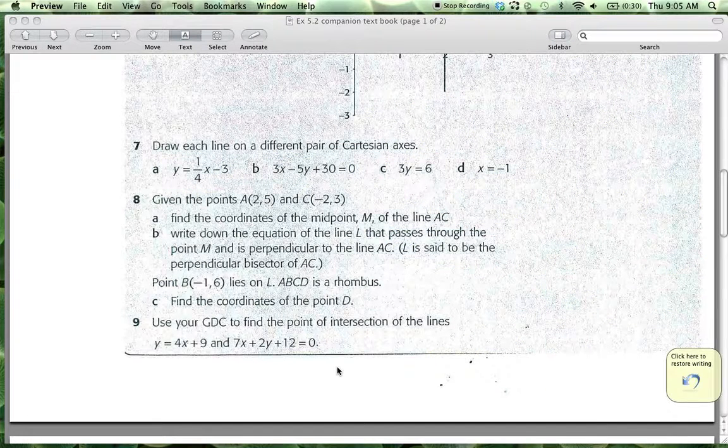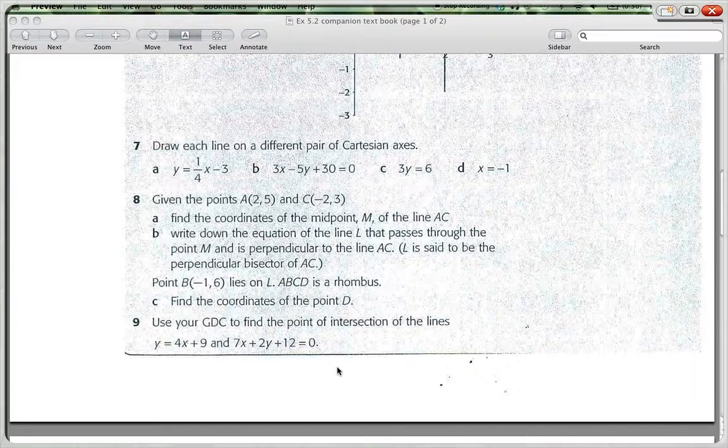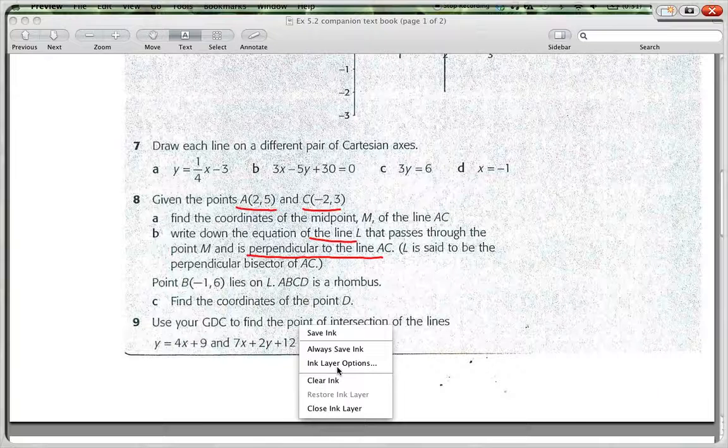Going on to question 8. Given the points A, 2 and 5 and C, minus 2 and 3, find the coordinates of the midpoint M of the line AC. Write down the equation of the line L that passes through the midpoint M and is perpendicular to the line AC. Okay. And then we will look at the further parts of that question as we go.